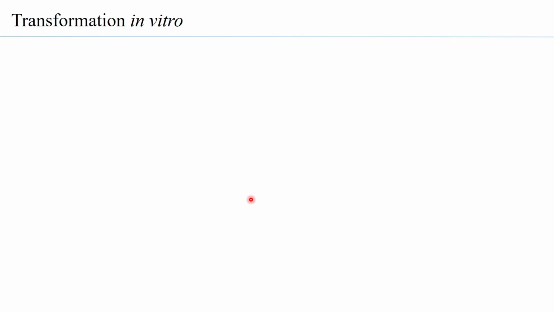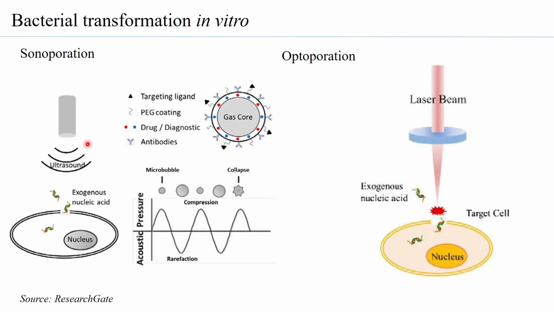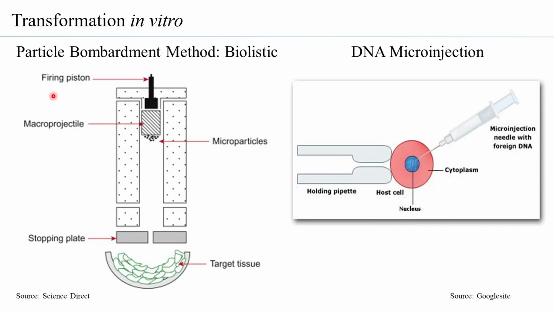In all these cases, of course, what is important is the intensity of the sound wave, or the intensity of the laser beam, and for how long the sound waves have to be given, for how long the laser beam has to be there to form pores. All that has to be standardized. Now, transformation in vitro based on another principle is also possible, and the examples of that are the particle bombardment method, also called the biolistic method, and DNA microinjection.